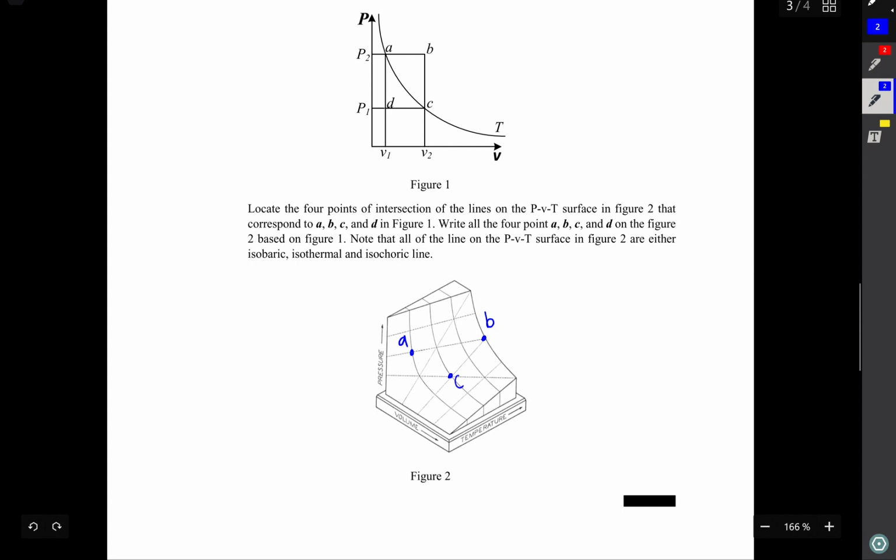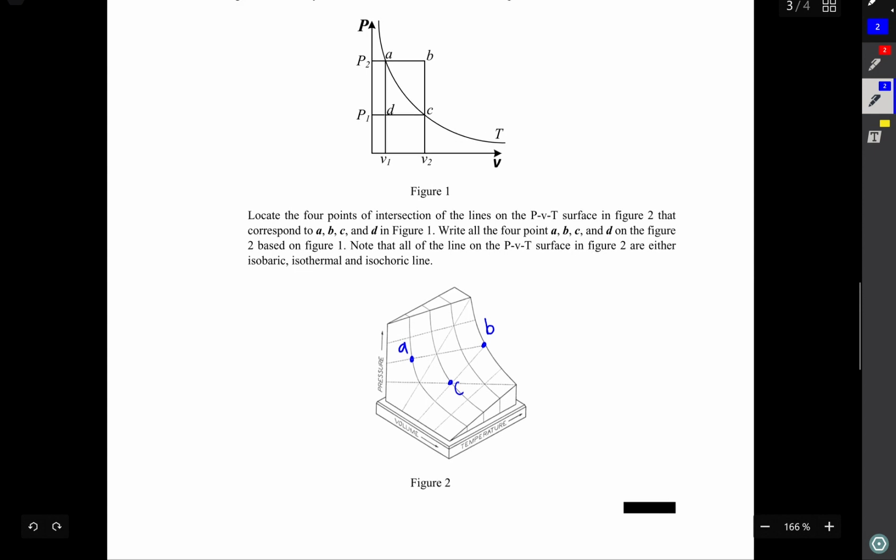There's a line here that describes the isothermal line, which means A and C have the same temperature. If you look at the temperature axis here, C currently is not at the same temperature as A. So we have the possibility of C here and the possibility of C here. The one where they intercept each other is at that point.